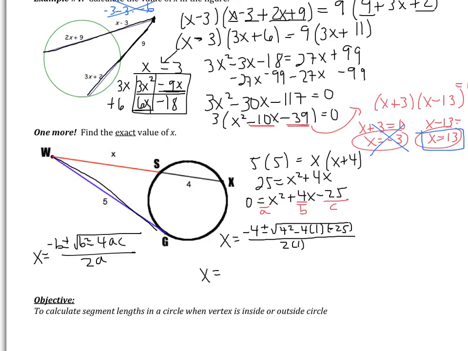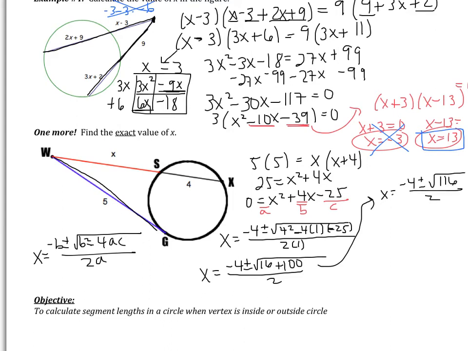Okay, so now we got to simplify. I have x equals negative 4 plus or minus the square root. 4 squared is going to be 16. Negative 4 multiplied by 1 multiplied by negative 25 is going to be positive 100. That's because I have this negative 4 and then negative 25. This is all over 2. Okay, so this is negative 4 plus or minus the square root of 116 all over 2.